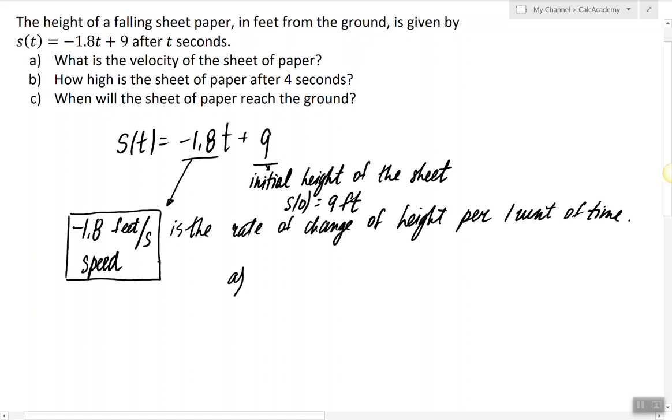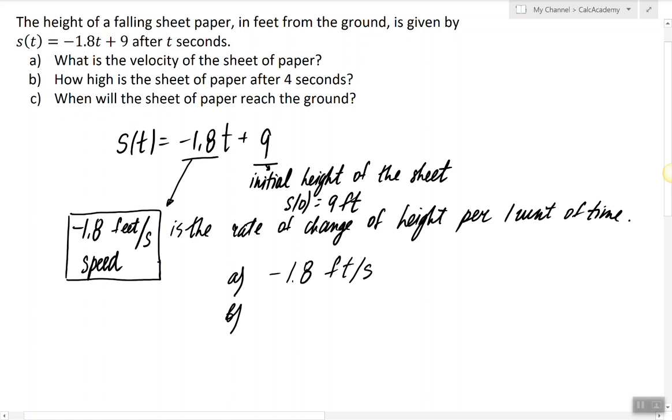So the question in part A is asking us what is the velocity of the sheet of paper, and velocity and speed are almost the same thing here. Velocity has a sign of negative 1.8, speed is just 1.8 feet per second. So since the question is about velocity, the answer is negative 1.8 feet per second.